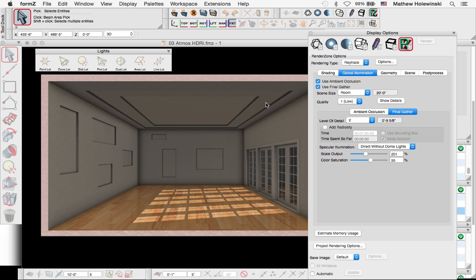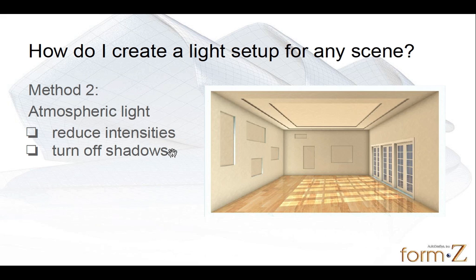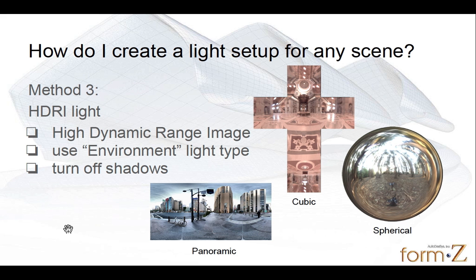But let's look at a third method that we can use, and this is using an HDRI light source. All right, so that stands for High Dynamic Range Image. You can use the environment light type to create a HDRI light source in your scene. And once again, we'll probably want to turn off the shadow so light will penetrate through walls and ceilings.